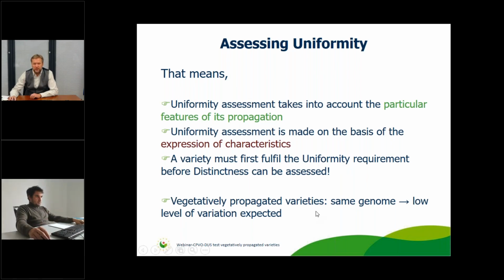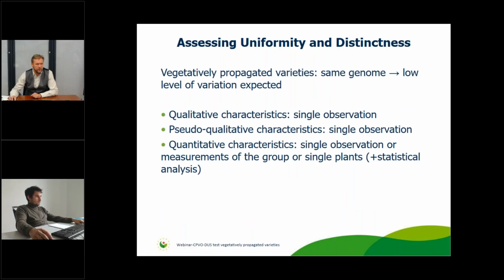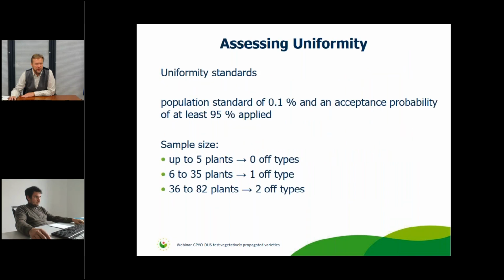For vegetatively propagated varieties, as they are genetically identical, we can expect a very low level of variation. For qualitative characteristics, a single observation is sufficient. For pseudo-qualitative characteristics, a single observation is also sufficient for the whole plot. For quantitative characteristics, it is either a single measurement of the whole group, or in some cases we have to measure each plant, followed by usually simple statistical analysis.